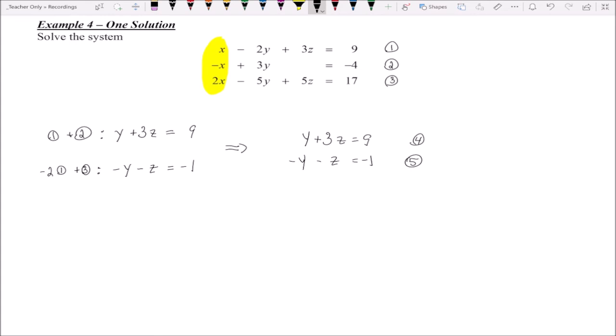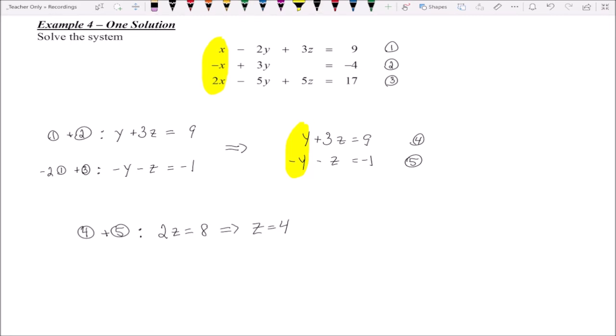From here, we can either eliminate y or z. It would appear the easiest to eliminate would be the y's. Equation 4 has a positive y. Equation 5 has a negative y. Simply by adding these two together, we can get rid of it. So that's what we're going to do. Equation 4 plus equation 5 yields 3z minus z, which is 2z. 9 minus 1 is 8. We get 2z is equal to 8. That's very easy to solve. We get z is equal to 4.